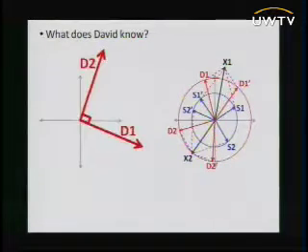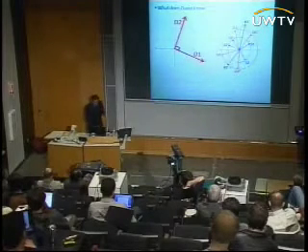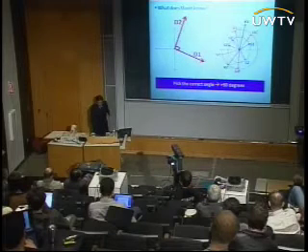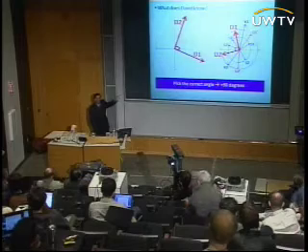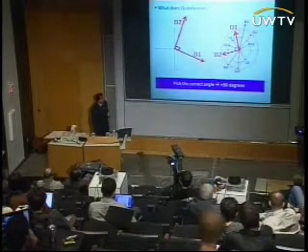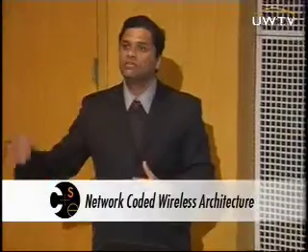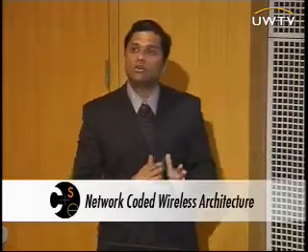So remember, David knows the angle between his complex numbers, and he also knows that the wireless channel preserves this angle. In this case, it's plus 90 degrees. So all he has to do is pick the set of complex numbers which have the same angle. And in this case, it's d1 and d2 with an angle of 90 degrees between them. And this automatically dictates the choice for Sumit's complex numbers. And once he knows s1 and s2, he's home free.